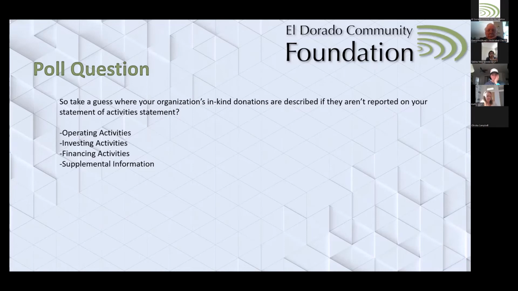I think a lot of people are changing their answer. I know it's a tricky question, and that's why I threw it out there after this. So take a guess where your organization's in-kind donations are described if they aren't reported on your statement of activity statement. If it is reported there, I'll give you a hint, it's operating activities. But if it's not reported, where else would they show up?